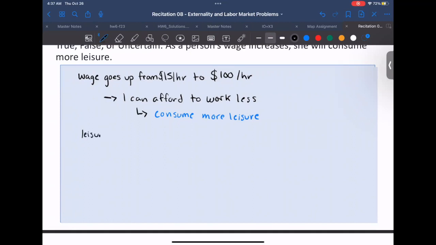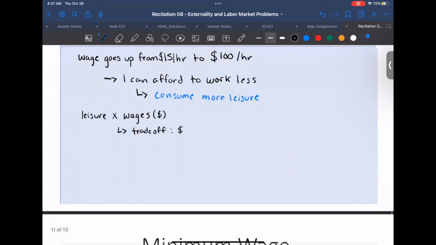leisure and wage or extra money that you make, the trade-off between leisure and wages is just going to be money. So the opportunity cost of leisure actually ends up being the money that I could have made by working more hours.